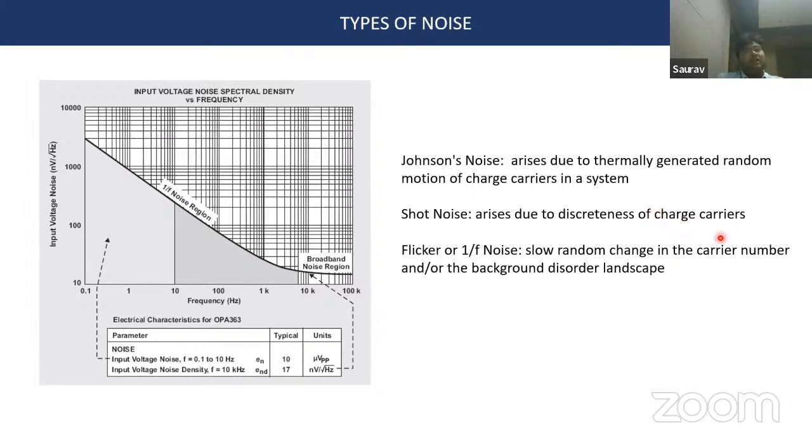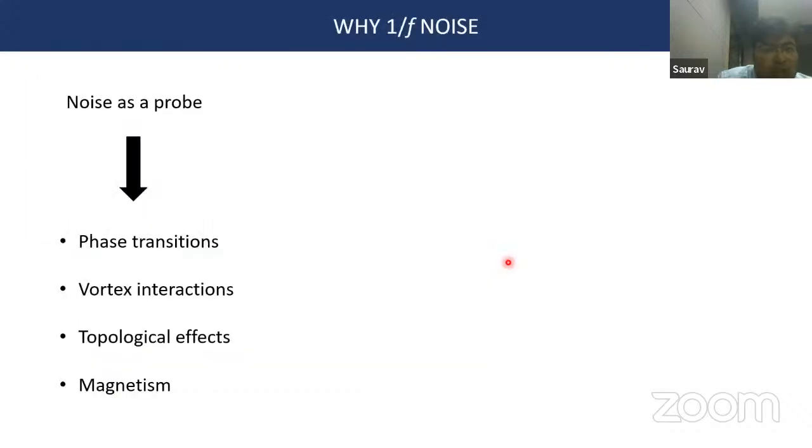What we have been interested in our lab was 1/f noise, which arises due to random changes in the carrier number or the background disorder landscape. The first two, both Johnson and shot noise, are typically independent of frequency, but the flicker noise itself depends on the time scales causing these fluctuations, and as such, it is dependent on the frequency. So now why noise? The noise itself has been used as a probe for several critical phenomena, such as phase transitions and vortex interactions in superconductors.